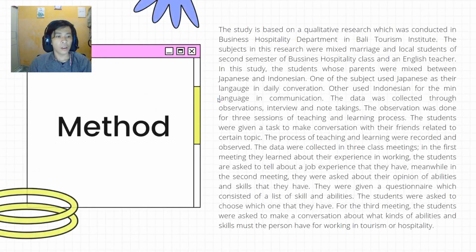The next is method. The study is based on qualitative research which was conducted in the Business Hospitality Department in Bali Tourism Institute. The subjects in the research were mixed marriage and local students of the second semester of the Business Hospitality class and the English teacher. In the study, there were students whose parents were mixed between Japanese and Indonesian. One of the subjects used Japanese as the language in daily conversation.